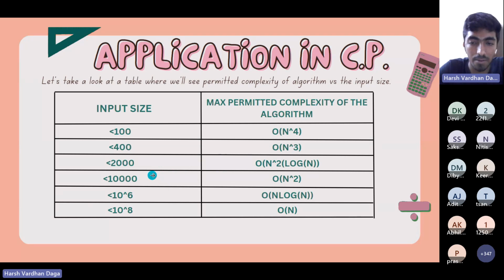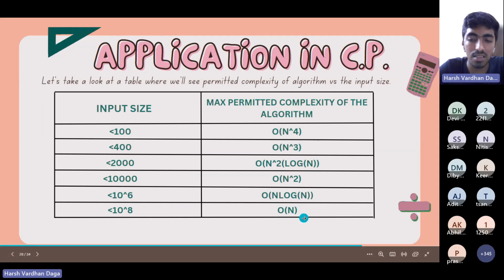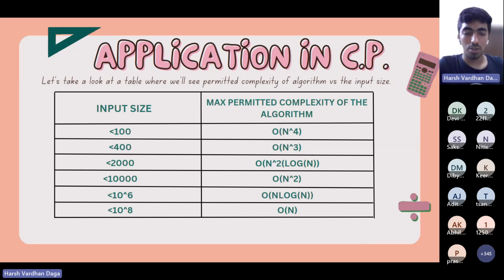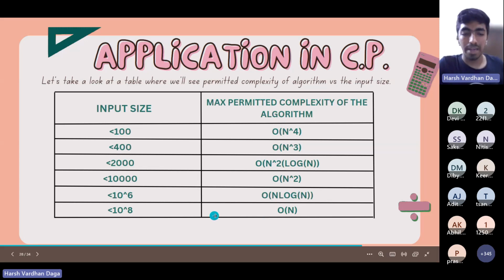When the input size is less than 2000, you can use O of n square log n. When it's less than 10 power 4, you can use O of n square. When it's less than 10 power 6, you can use O of n log n. And when it's less than 10 power 8, you can use O of n. I would suggest that you should be careful with this, since if the input conditions are very tight and strict, then you may get a time limit exceeded. So beware of this. Better to use O of log n if you are finding a method.